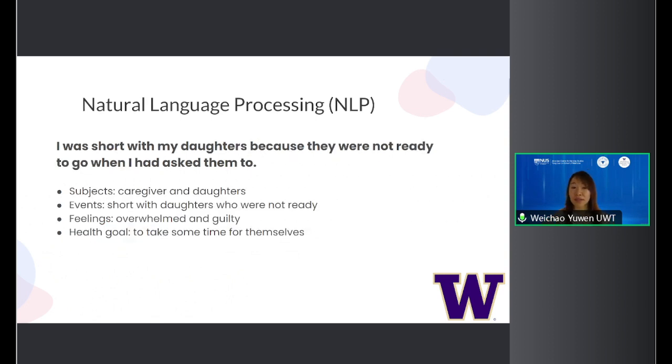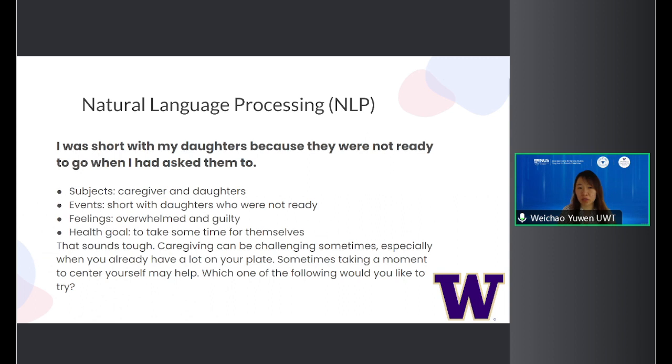So in this context, the subjects would be the caregiver and daughters. The event is that the parent was short with their daughters who were not ready for school. And the feelings are inferred here, right? It's not explicitly stated, but as common human understanding, this parent is likely to be overwhelmed. And they might also feel a little guilty because they were short with their kids, right? So then a health goal that we could recommend is to take some time for themselves to process the overwhelmed and guilty feelings.